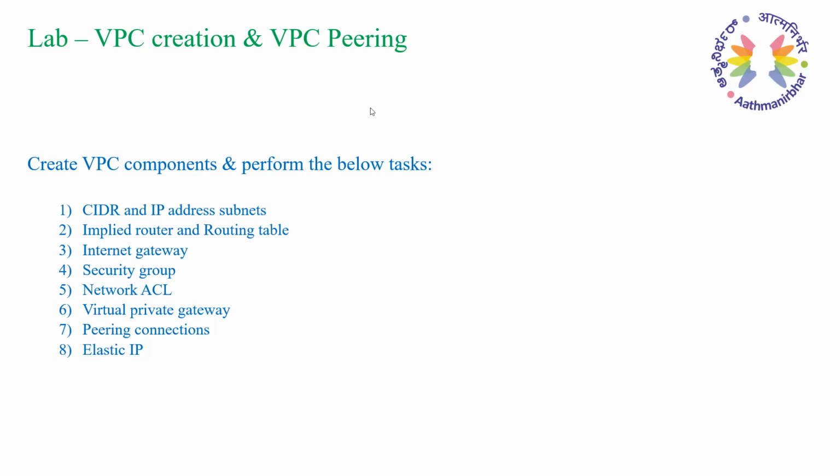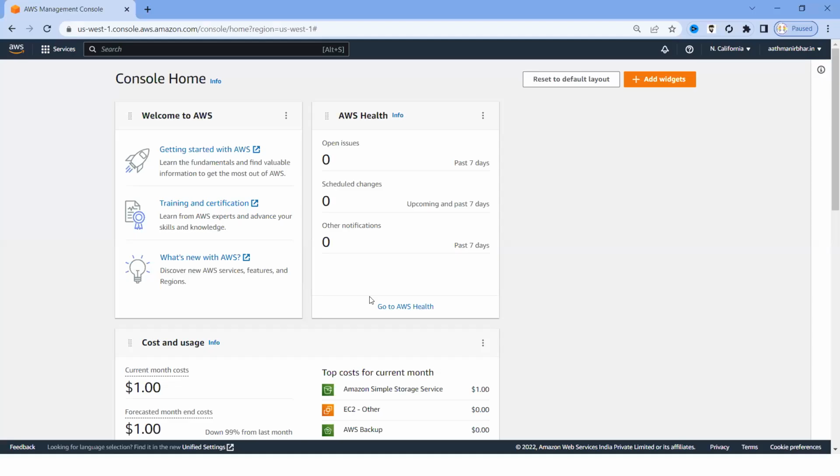So all these components, we are going to create manually. We will be hosting our EC2 instance in a private subnet. That is what we are going to perform in today's class. While performing this lab exercise, let us touch upon each and every topic: what exactly it is, what is VPC, what is subnet, what is route table, like that.